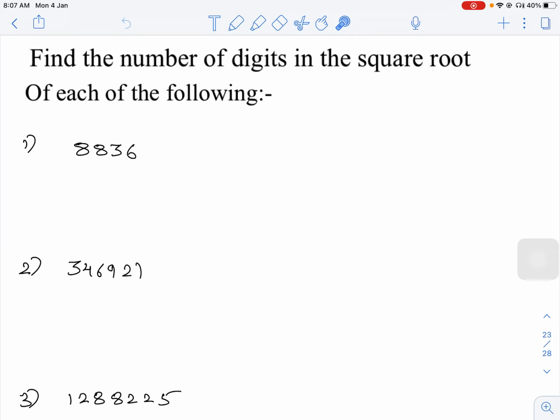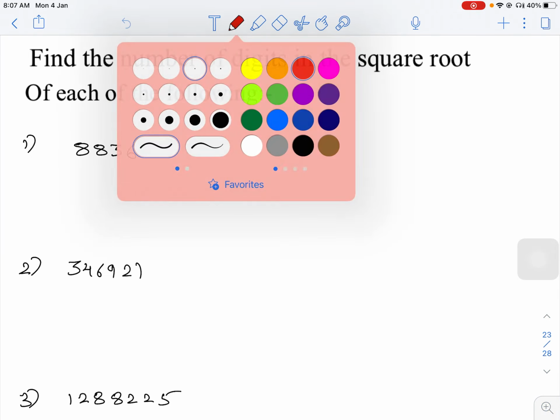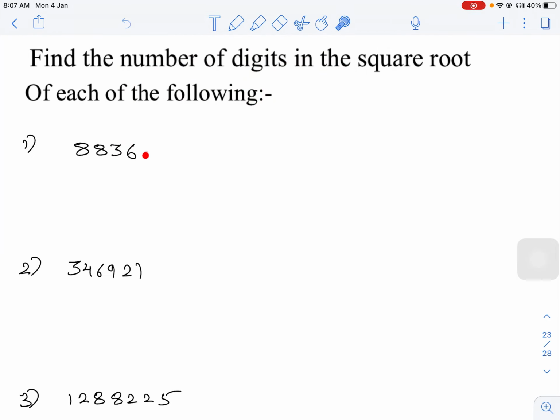For that, what we have to do is pair the digits from the right, that is, starting from the first digit, the units digit. Now, if we are pairing from this side, we get two pairs. In other words, we get two groups. Since we have two groups, the number of digits in its square root will be 2.